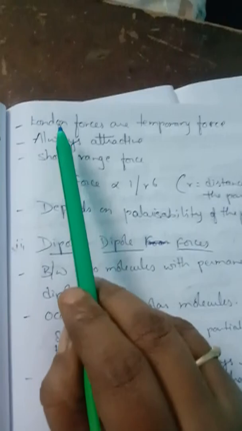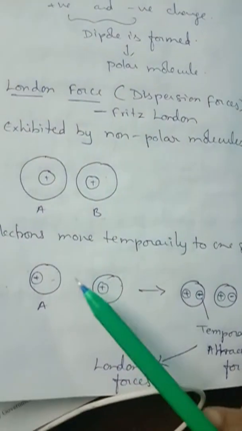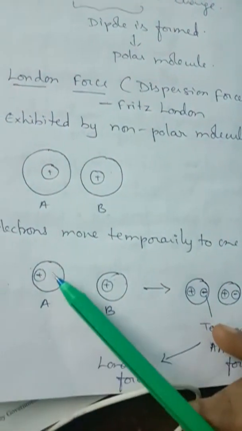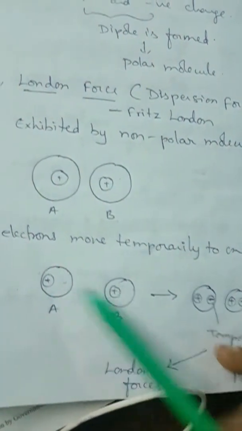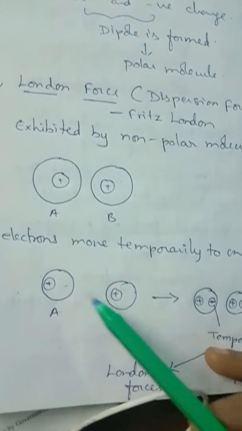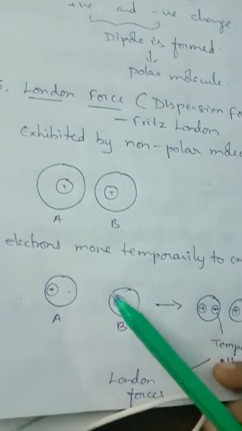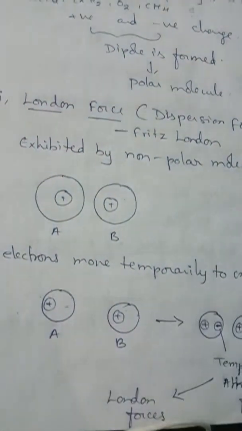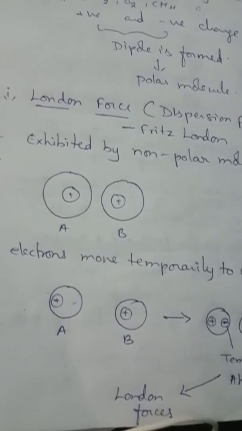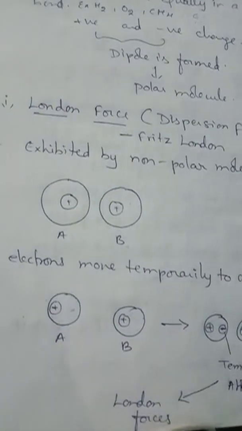What are London forces? They are temporary forces. Why are they temporary? Because the charges were induced. The electrons are moving to one side, and when they move to the other side, the electron comes towards this. Here plus is there, so a minus charge will be induced, isn't it? Due to this, a temporary attraction will occur. A temporary attractive force develops, and that force is called London forces.